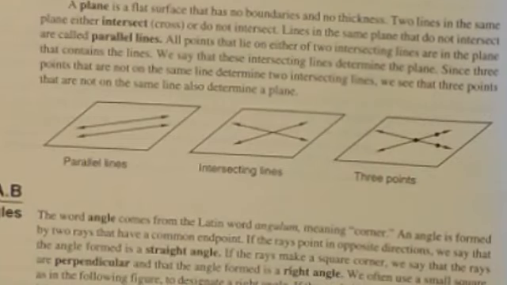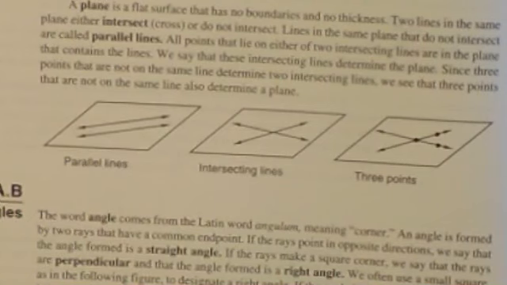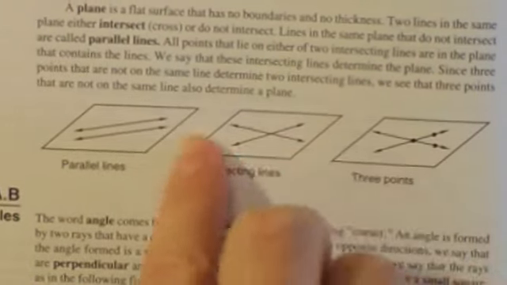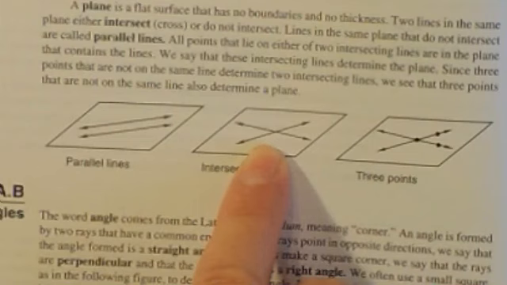Okay. All points that lie on either of 2 intersecting lines are in the plane that contains the lines. Okay, so here is a plane. Here are 2 lines that intersect.